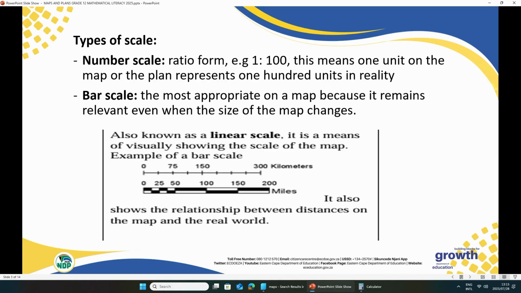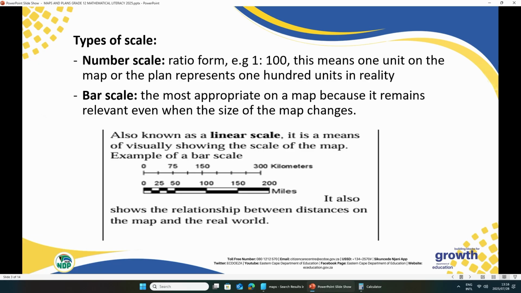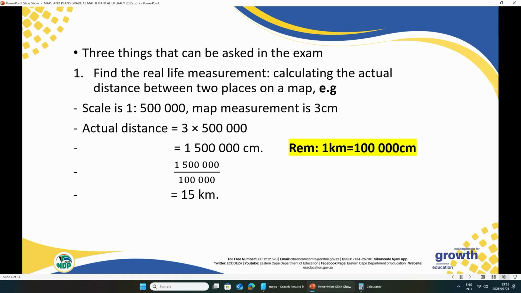5 divided by 8 times 300. So it will be 5 divided by 8 times 300. That means the kilometers between that place, which is 5 centimeters apart on the map, will be 187.5 kilometers. So that's a bar scale. We use it mainly for maps.